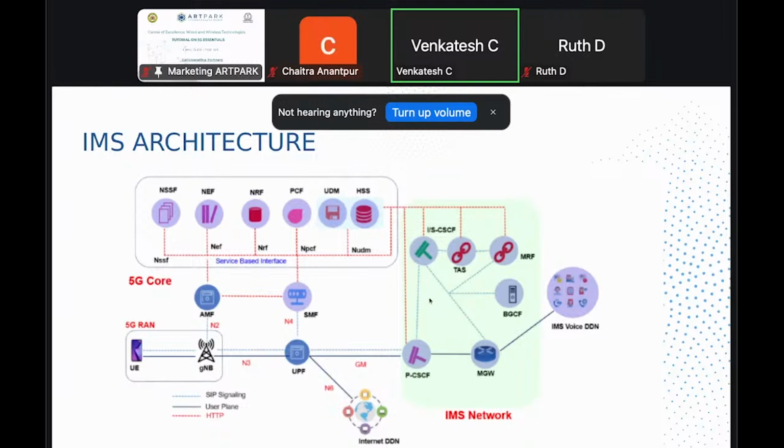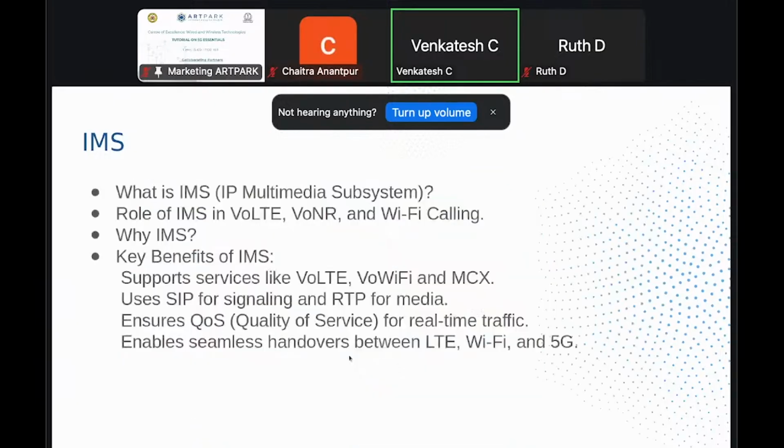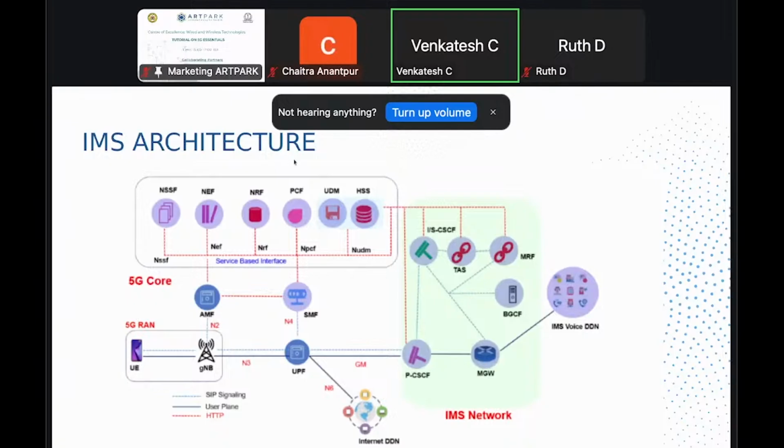This is a high-level overview of the IMS architecture. IMS consists of multiple functional components that work together to deliver IP-based voice and multimedia services. These components are categorized into different layers, interacting with the 5G core, the 5G RAN, and the Internet DNN. Let's break this architecture into three key sections. One is the 5G core and RAN, which handles the connectivity between the user and the core network. Next is the IMS network, which manages multimedia services, signaling and session control, and media signaling. It also helps to connect to the external network.